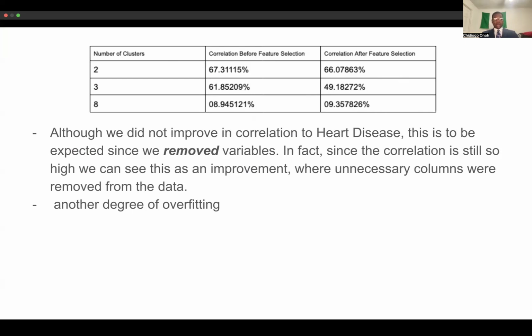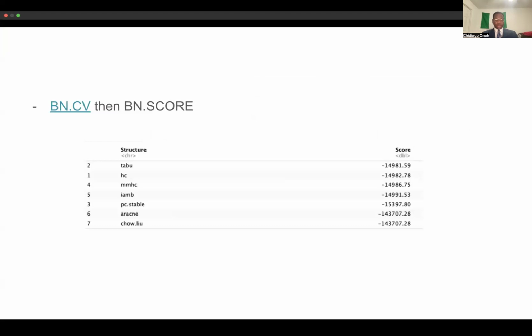At this moment, I was going to include the cluster into the data set as a variable, but I realized that that would introduce another degree of overfitting since that information is already innate to the observations in that data set. So we leave it out. And next, we move on to building our models.